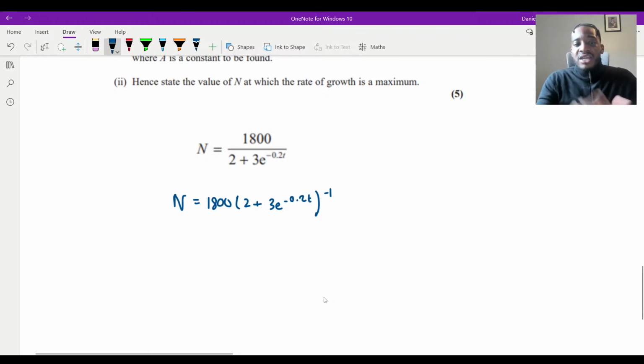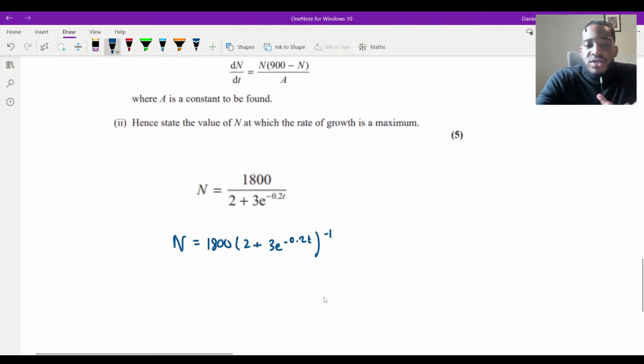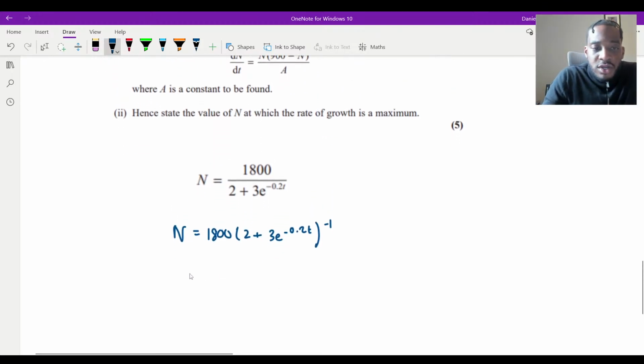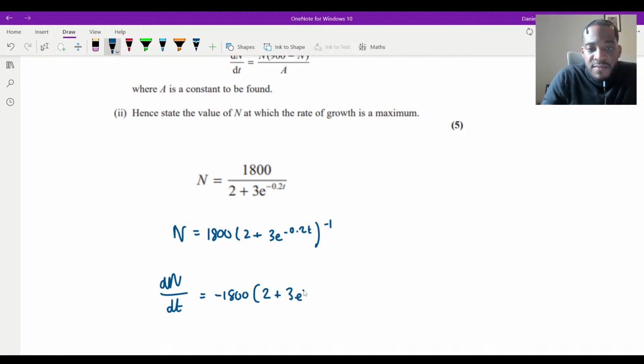And now, if I want dn by dt, which is what they want, the rate of growth, I just differentiate this using the chain rule. So doing that, dn by dt is going to equal, and the minus is going to drop to the front, so it's going to be minus 1,800 times 2 plus 3e to the minus 0.2t. And remember, I'm going to take 1 away from that power to be minus 2.